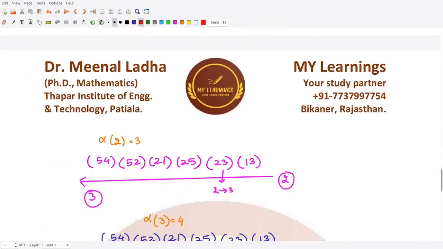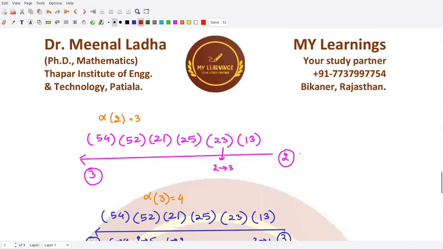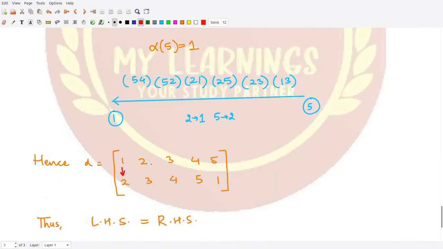Let's see the next one. For the next one, we will input the number 2 here. There is no 2 in the first cycle, so this does not create any effect. Here is 2, and this 2 maps to 3, and there is no 3 afterwards. So 3 is your answer. That means alpha of 2 is 3.